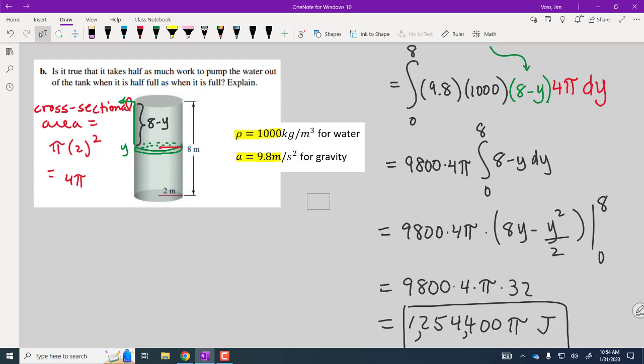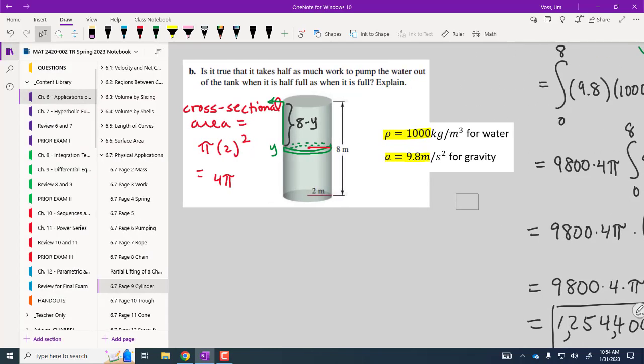So this was for a cylindrical tank. Let's do one that's not cylindrical and see how it can get a little bit more complicated. Because when it's a cylinder, it actually feels pretty easy, right? Because distance is the hardest part. Cross-sectional area of a cylinder is pi r squared. So let's do one that's a little more complicated.